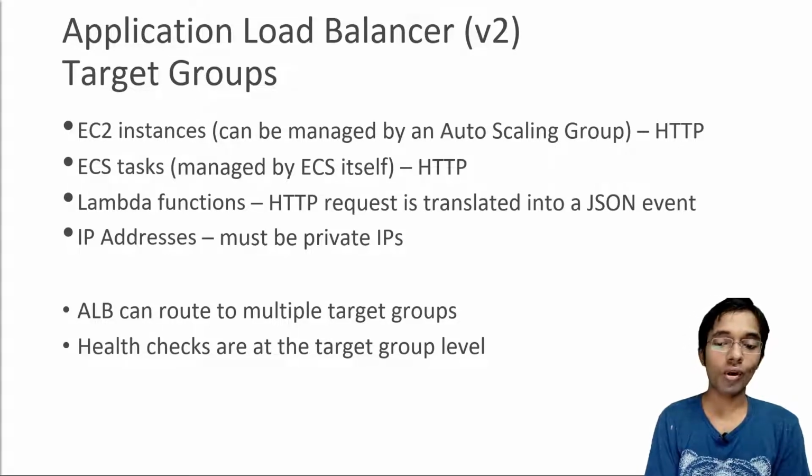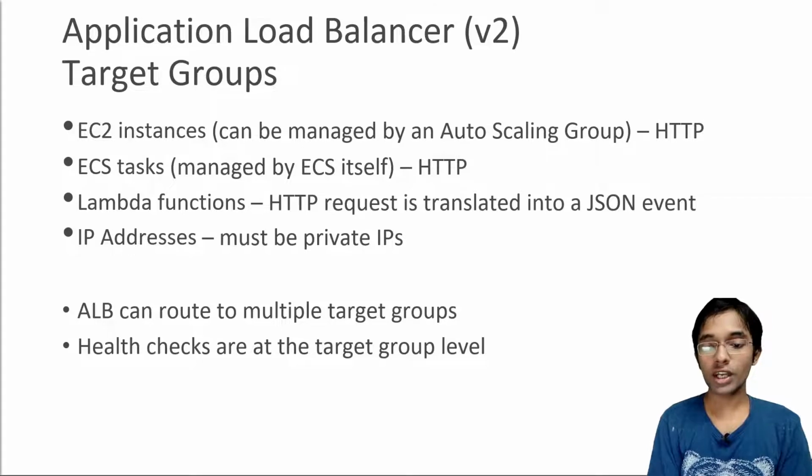Then it could also be IP addresses. In this case, if it's IP addresses, then you must register private IP addresses as targets of your application load balancer. Your application load balancer can also route to multiple target groups at a time, and you have health checks, as I said earlier, at the target group level.